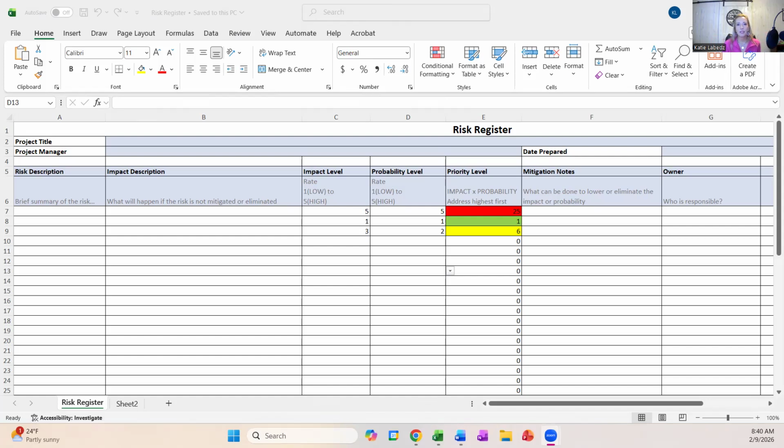Now, sometimes people look at it and say, why should we even document it if my impact and probability is low? We want it there for awareness, right? And let's face it, sometimes when we are taking a guess or an estimate in regards to the impact and probability, we might not be accurate. So we want to make sure that it's on the risk register anyways.